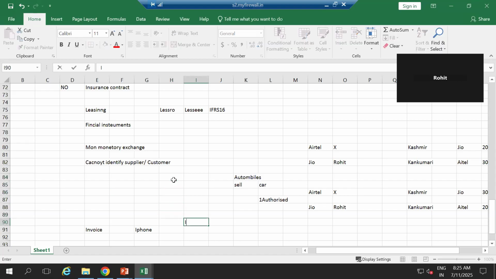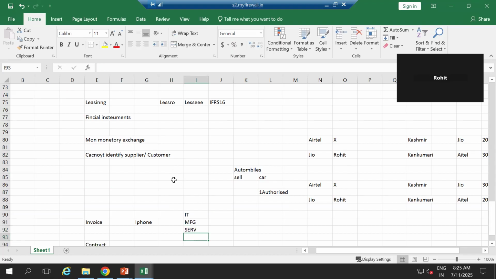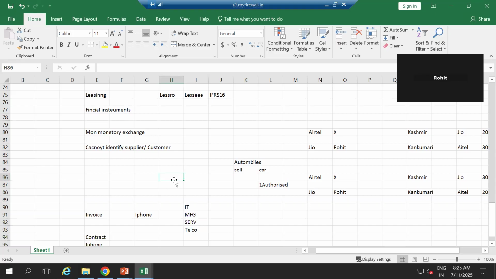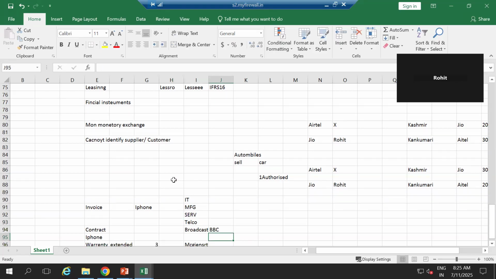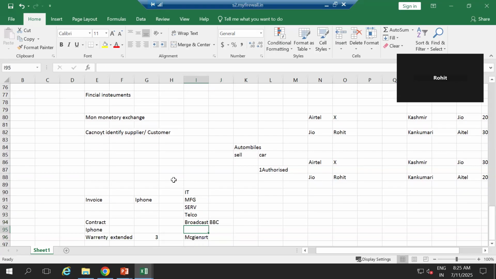Currently, what clients have you seen, Rohit, other than telecom? I have implemented IFRS in IT, manufacturing, service industries, and telcos. I have even seen the broadcasting industry, for example, BBC. BBC has implemented RAR. Why does BBC need to implement RAR? Utility companies also implement RAR. But why has BBC implemented RAR?